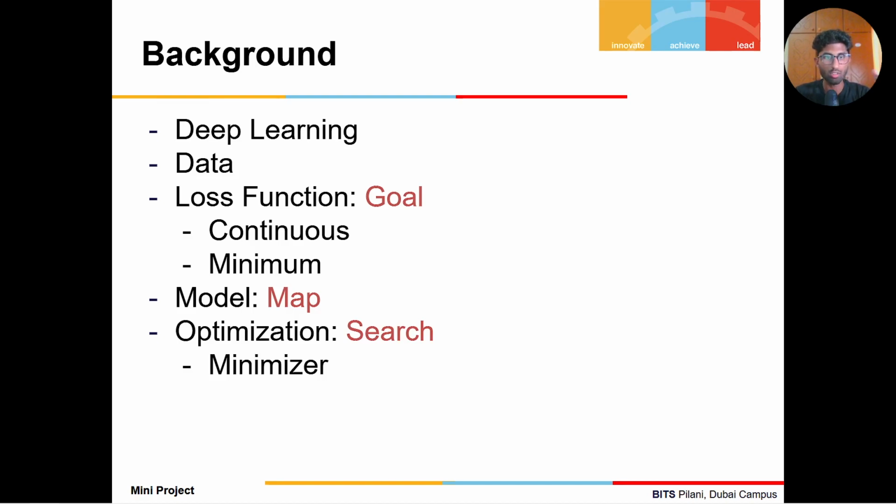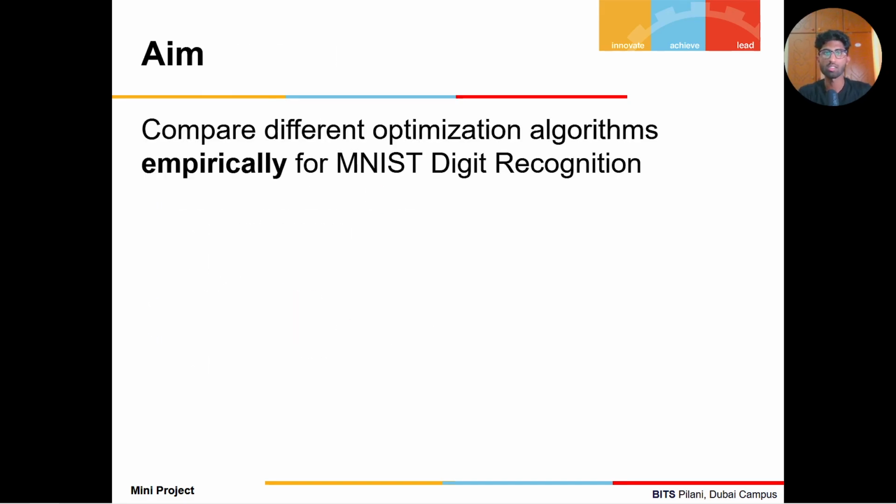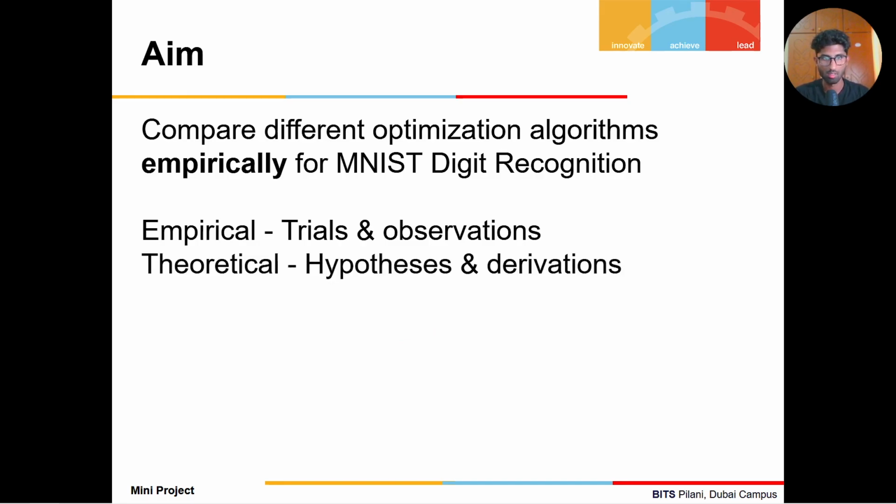So this study focuses on the optimization part. We're going to find what parameters of this deep learning model give us the best accuracy. And that's what an optimization algorithm does. So the aim would be to compare different optimization algorithms empirically for MNIST digit recognition. Now, what is empirical? Empirical means you focus on trials and observations rather than doing theoretical derivations.